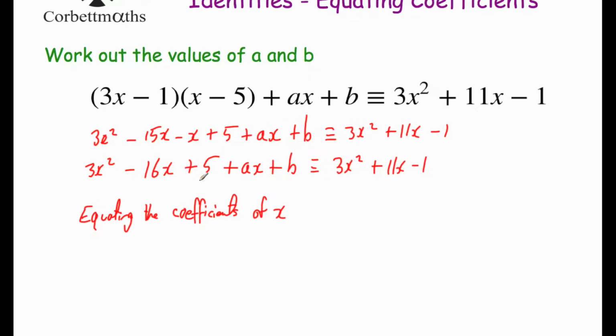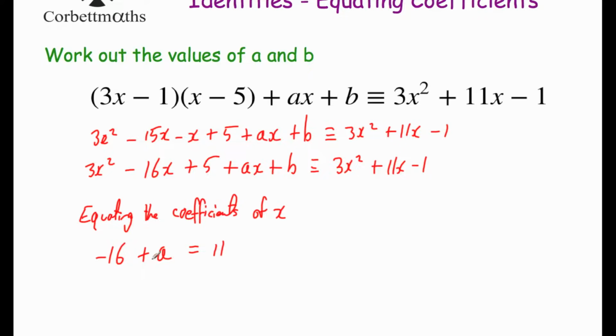So on our left hand side, the numbers in front of our x are, we've got our minus 16, so minus 16, and then we've got plus ax, so that's going to be plus a. So there are numbers in front of our x's on the left hand side, minus 16 and plus a. And then on the right hand side, equating, so put equal to, we've got that's equal to 11.